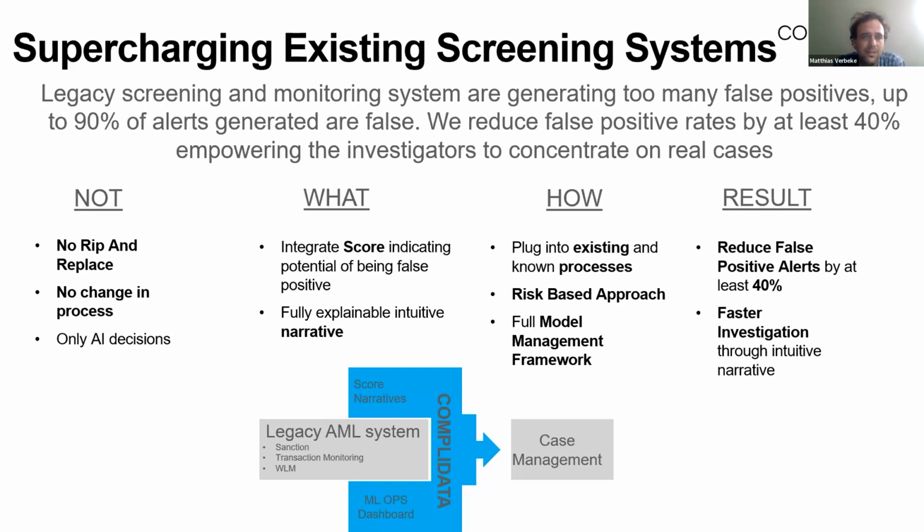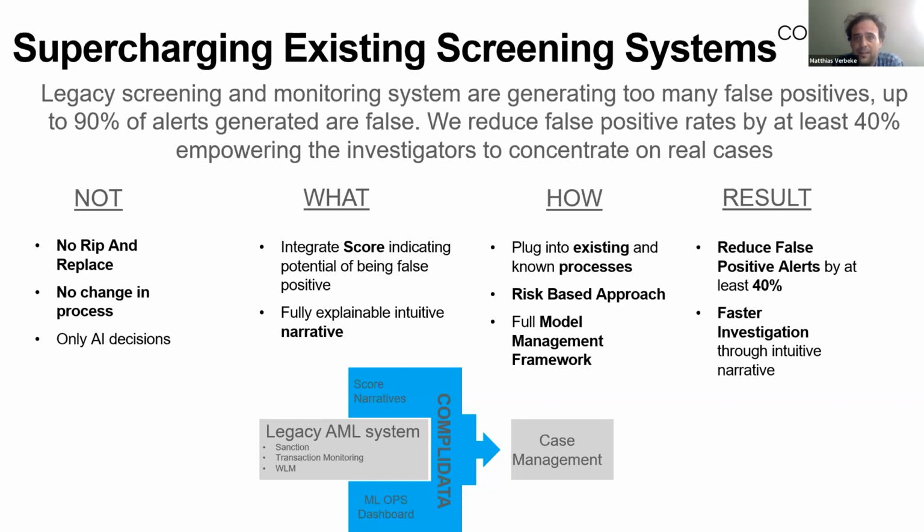How we're doing this is by integrating a score that indicates the potential of being a false positive. We add an explainable and intuitive narrative for the less mathematical investigators that are using AI. And we plug into the existing process through APIs or proprietary ways to integrate it into the existing systems. We have a full risk-based approach, and it's all accompanied by a full model management framework as well.